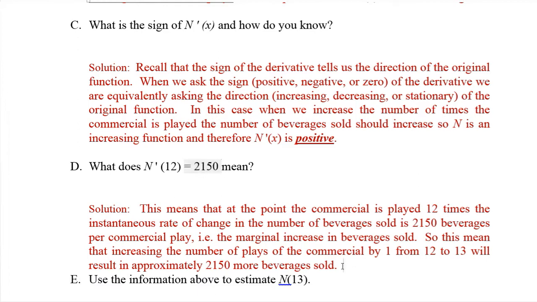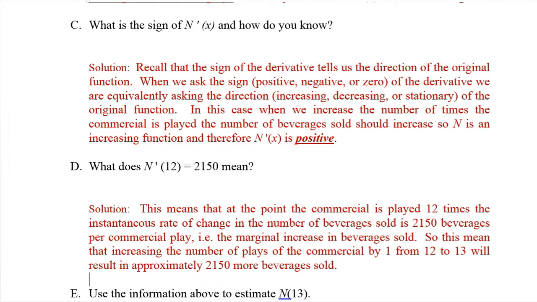So what that means is, at least it's approximately how much the number of sales go up from playing that commercial one additional time. So from going from 12 to 13, it will result in approximately 2,150 more beverages sold. So with that, we should be able to estimate, say, N at 12.